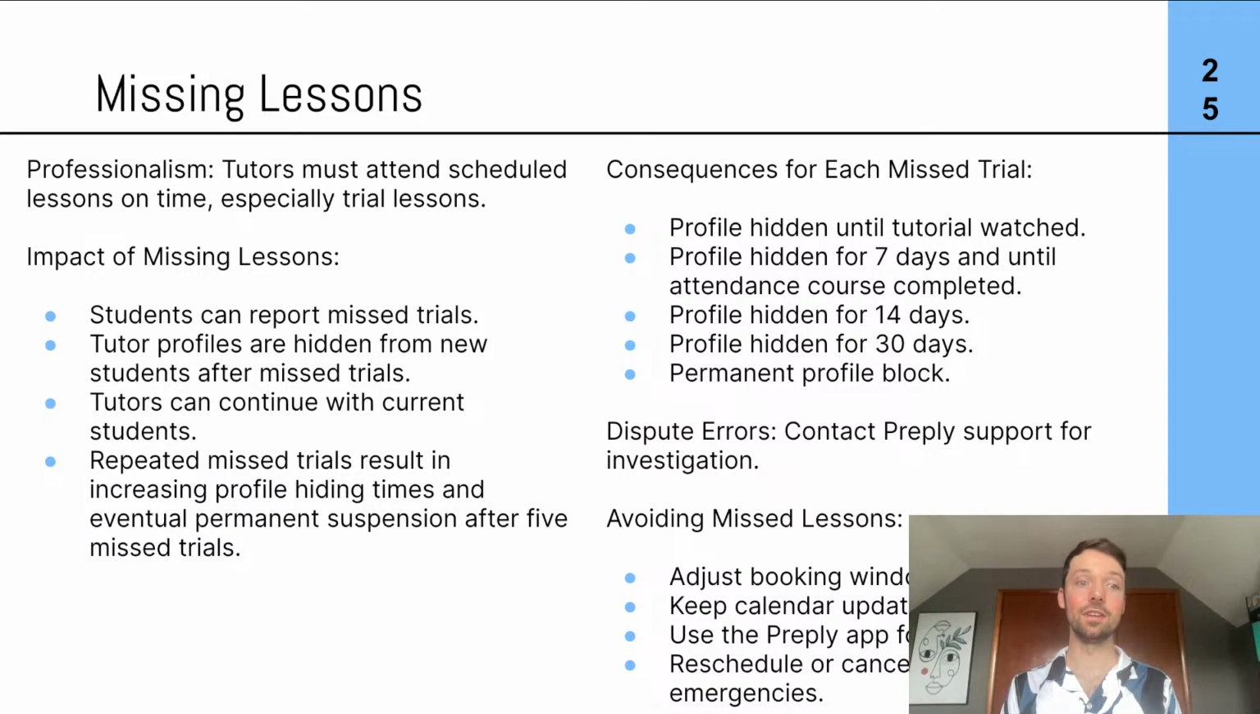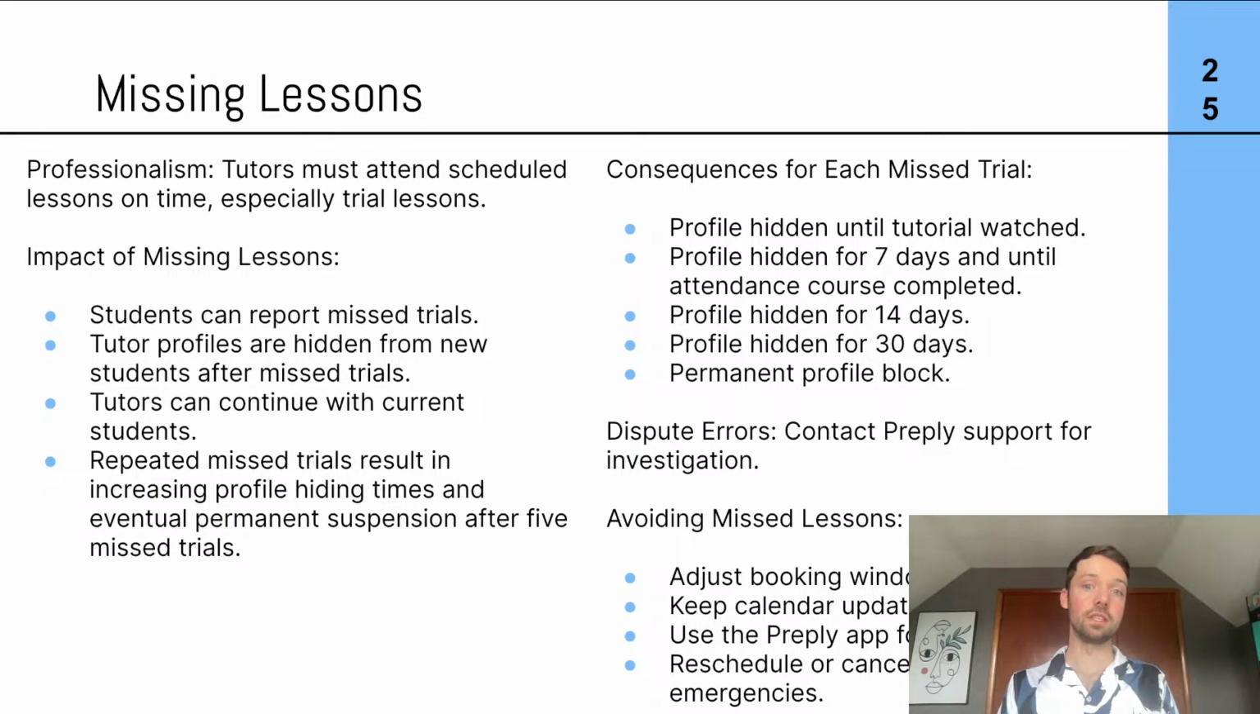Tutors can continue with current students. Repeated missed trials result in increasing profile hiding times and eventual permanent suspension after 5 missed trials. So basically, you're put on timeout after you miss a trial lesson. And if you miss 5 trial lessons, then you're off the platform.